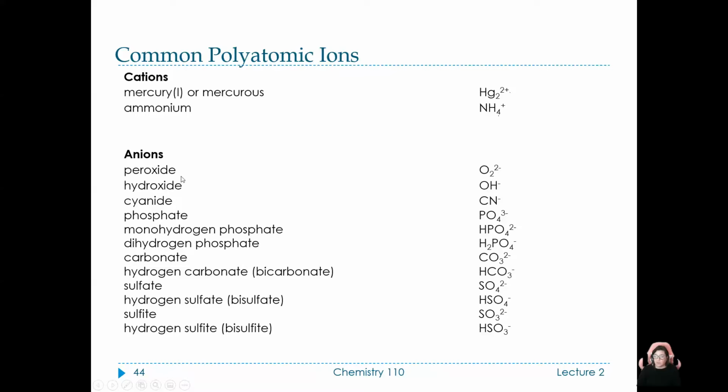We have anions: peroxide, hydroxide, cyanide, phosphate, monohydrogen phosphate, dihydrogen phosphate, carbonate, hydrogen carbonate, which is also known as bicarbonate. Why are all of these here? Because you need to know them. You need to be familiar with them. And if they ask you to write a formula with one of these, you should be able to do it. Okay. That means you need to know what the formula is going to look like, as well as the charge. Okay. So this is something that you should be trying to memorize.